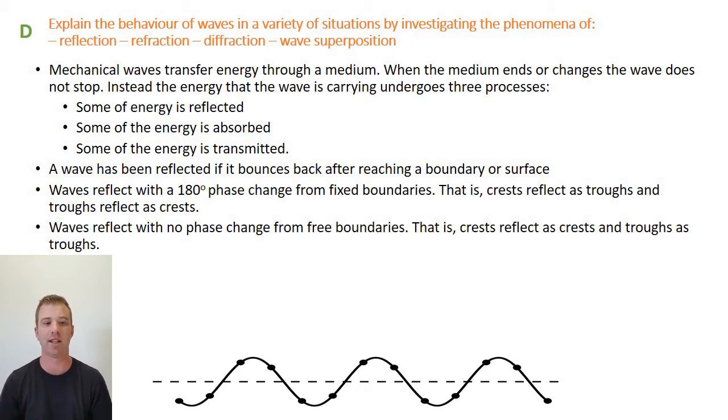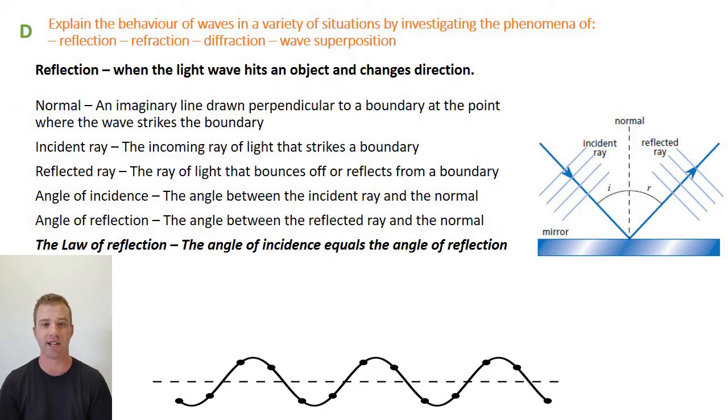Reflection is when the light of a wave hits an object and changes direction, and you can see that in the diagram there. This is when a light ray bounces off a plane, concave or convex mirror, and the angle of incidence and the angle of the reflected ray are equal to one another. For a plane mirror, you need to have drawn the normal, the imaginary line which is perpendicular to the boundary where the wave strikes, and the incident ray equals the reflected ray, which is called the law of reflection.